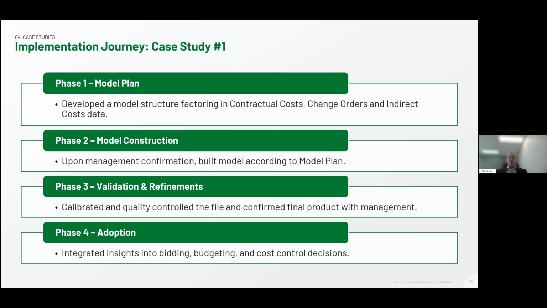Here we calibrated and quality checked the model, making adjustments as needed, and validated the final product with leadership. And finally, phase 4 was adoption. This is where the model's insights were successfully integrated into real business processes, specifically bidding, budgeting, and cost control, driving smarter decisions across the board. And this structure ensured that we delivered both value and usability in a model built for real-world application.